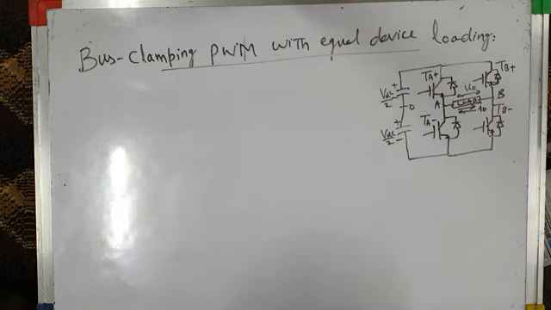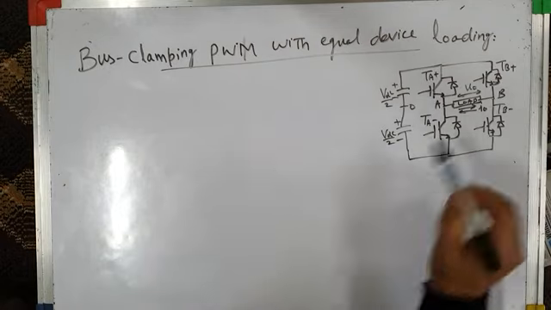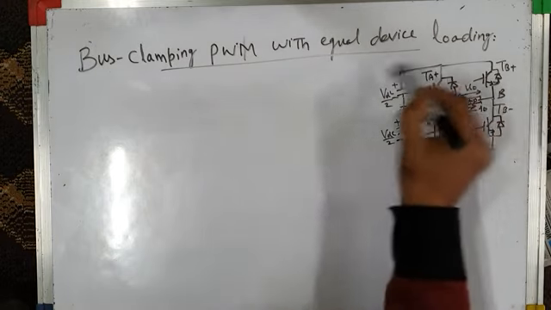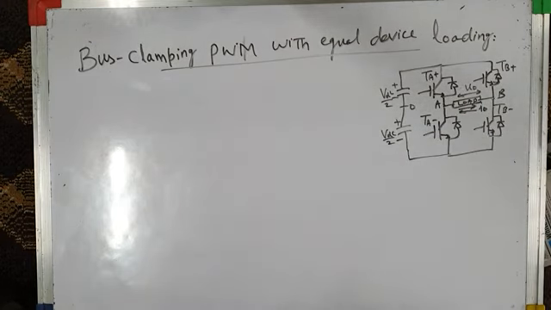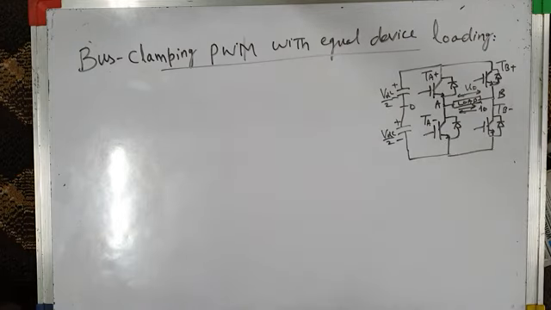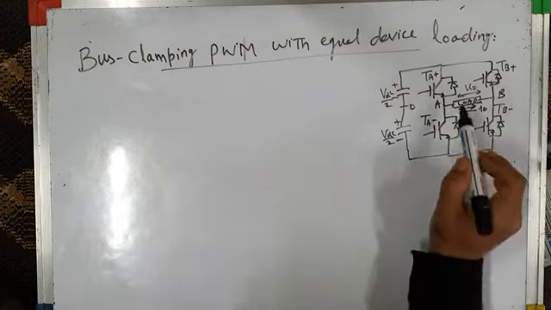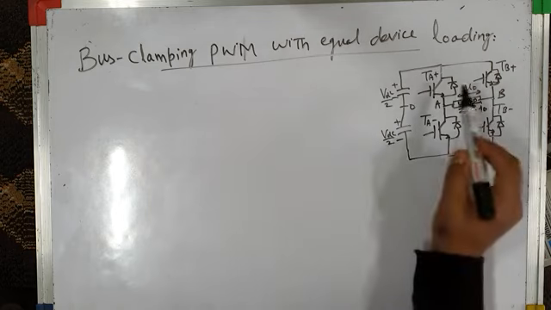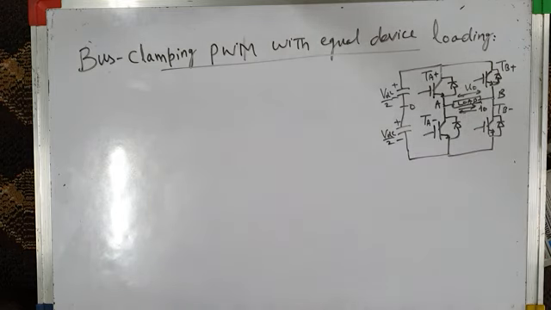Now in this case, we will try to go for bus clamping PWM such that each device gets clamped, say the upper devices get clamped to the positive DC bus, or the lower devices get clamped to the negative DC bus, but they conduct equally for an equal duration of time, unlike the unequal device loading in which only TA plus and TB plus were conducting for 180 degrees each.